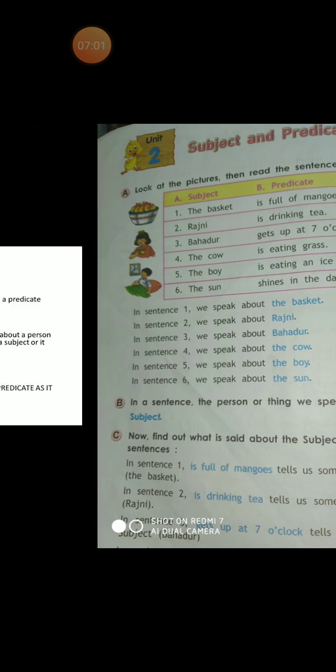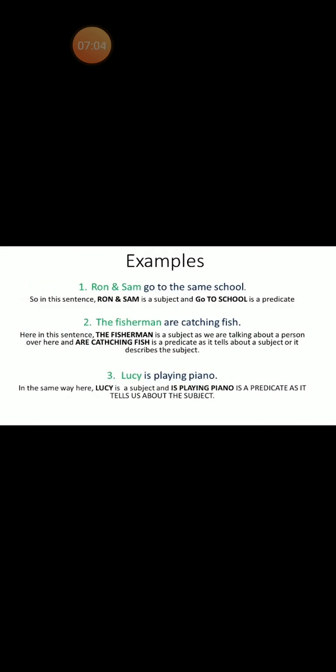So, let's understand this with a few more examples. See, Ron and Sam go to the same school. What is it? Ron and Sam go to the same school. So, students, here in this sentence, Ron and Sam is a subject and go to school is a predicate. Here, the term go to school is showing us about Ron and Sam, which is our subject. So, Ron and Sam is our subject and go to school is our predicate.